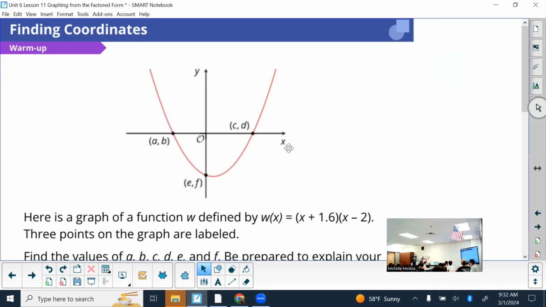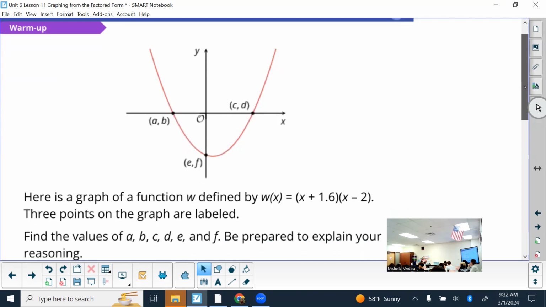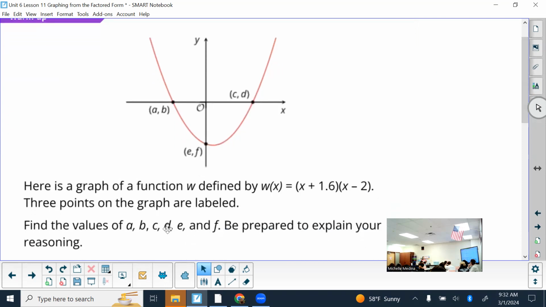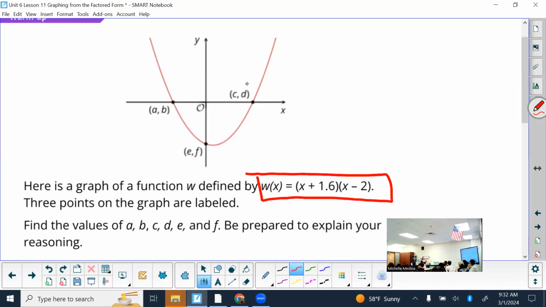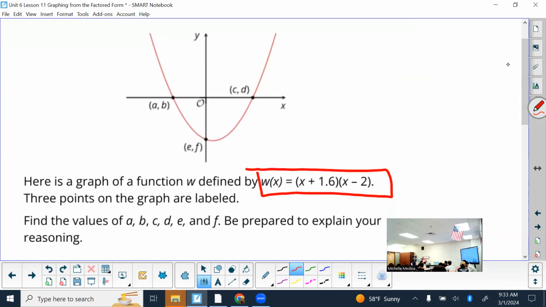So you have this graph labeled with A, B, C, D, E, and F. You're going to identify all of those parts, preferably without using graphing technology. They're giving you the factored form right here. From that, be able to identify the values for A, B, C, D, E, and F. I'll give you 2 to 3 minutes to do that.